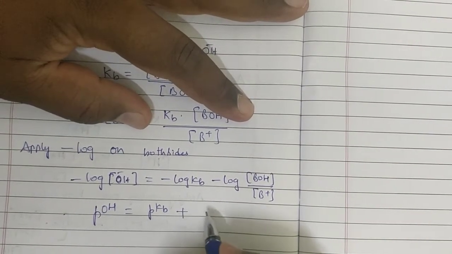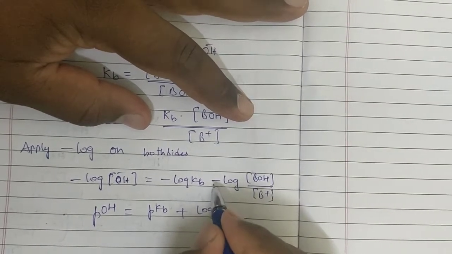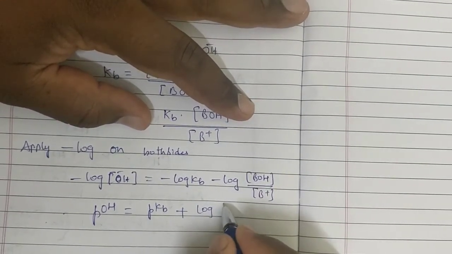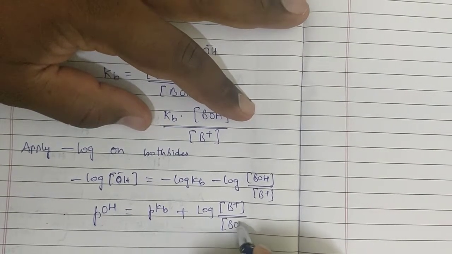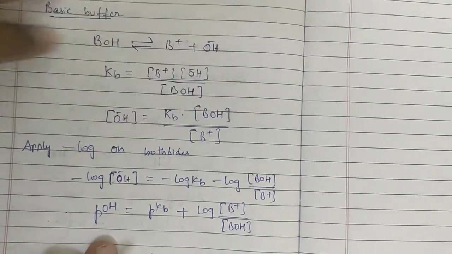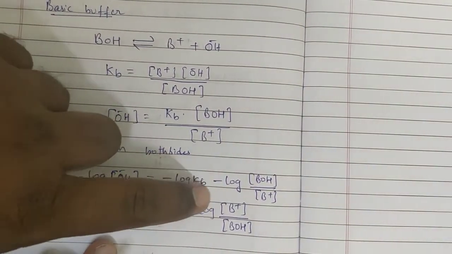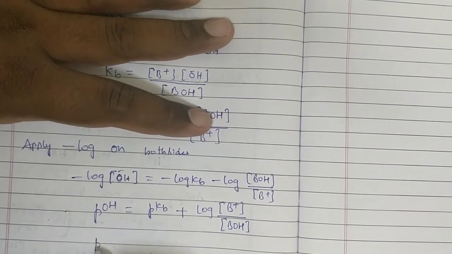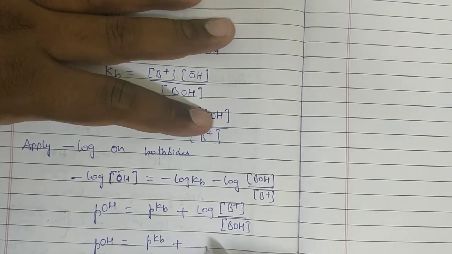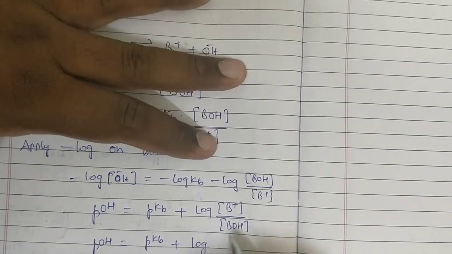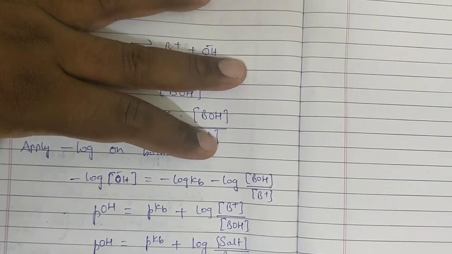You can write plus. This minus I am sending here will become plus, and it will become the reciprocal: log concentration of B plus divided by BOH. In the same way as we did for the salt in the acidic buffer, here also I wrote B plus by BOH. Finally, POH is equal to PKb plus log of B plus, which means concentration of salt divided by concentration of base.